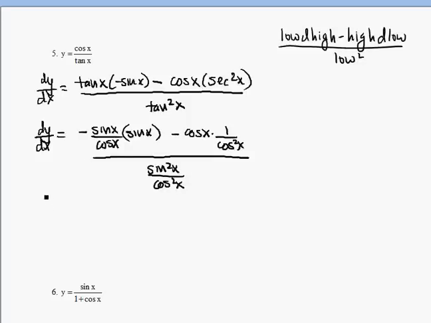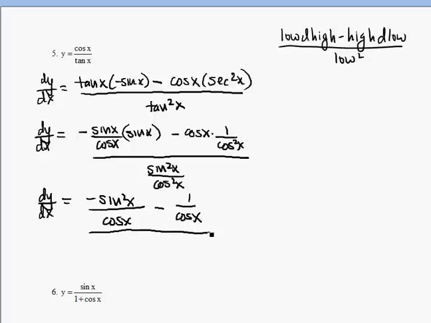So I simplify a little bit here just by multiplying the sines and cosines. I get negative sine squared x over cosine x minus, I'm going to cancel this cos with one of those coses, so I get 1 over cos x, all over sine squared x over cosine squared x.